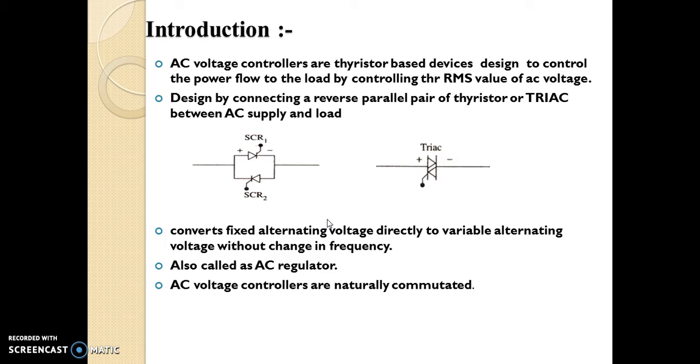AC voltage controller is a converter circuit which converts the fixed alternating voltage directly to the variable alternating voltage without change in frequency. It is also called an AC voltage regulator. There is also another converter circuit called a cycloconverter, which we will see in the coming videos, which basically converts the fixed mains AC voltage to the variable alternating voltage but with a variable frequency.